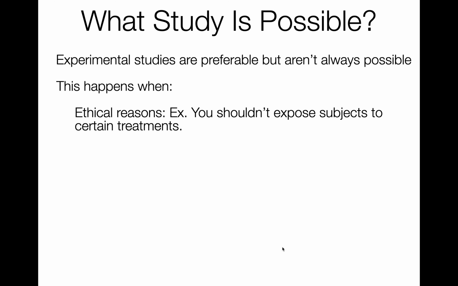So there may be ethical reasons in which you can't do a proper experimental study. So for instance, you shouldn't expose subjects to certain treatments. In a cancer trial, a trial for a drug that maybe treats cancer, and you bring people in for an experimental study, there's often a group that gets sort of nothing of substance, whereas the other group gets this new experimental drug.